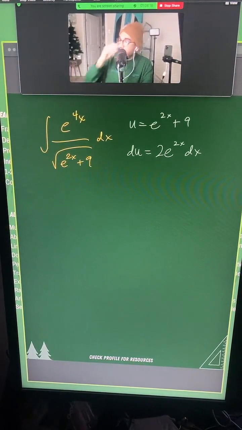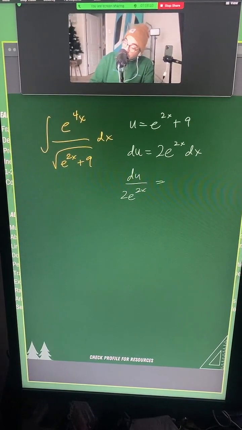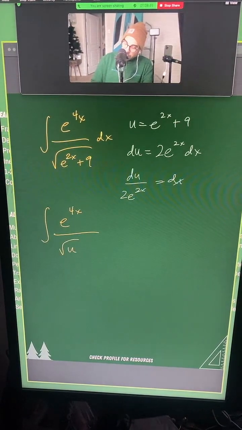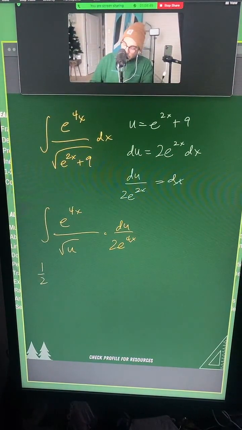All right. So that looks like du is equal to 2 e to the 2x dx. So let's go ahead and divide the 2 to the other side. Okay. So let's see. It looks like it's conflicting values, but let's try this. Let's see if this works, guys. So I got the integral of e to the 4x, which we'll talk about in a second, and then over root u times du over 2 e to the 2x. Okay, so I have the 1/2 on the outside because the 2 is in the denominator. Whoops, on the bottom I had e to the 4x, but it's really e to the 2x.